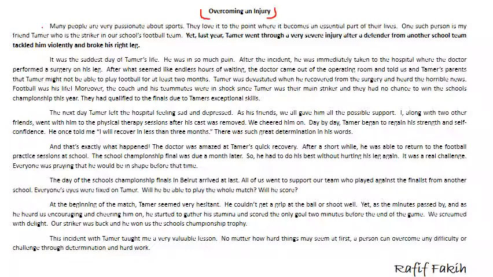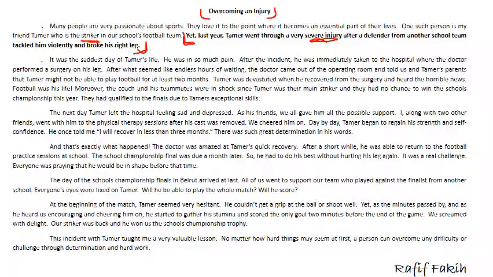Many people are very passionate about sports. Interesting fact. They love it to the point where it becomes an essential part of their lives. One such person is my friend Tamer, who is the striker in our school's football team. Striker is the forward, the person who strikes goals. Now, my main idea, yet last year, Tamer went through a very severe, tough injury after a defender from another school team tackled him violently and broke his right leg. What am I going to talk about here? Tamer's injury and how he overcame it.